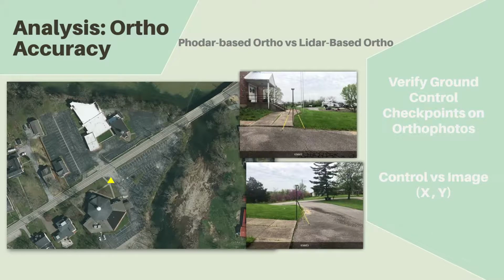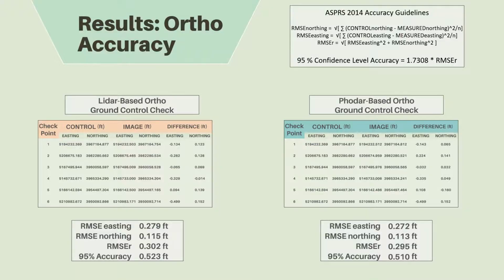The next round of testing involved creating ortho-rectified mosaic imagery so that I could verify the ortho-horizontal accuracy. Orthophotos were generated for the phodar and for the LiDAR. Known XY values were measured using ground control points overlaid on the orthoimagery, and a difference was calculated. Ground control points were measured against the phodar-based ortho and the LiDAR-based ortho, and the differences were calculated using the ASPRS guidelines for calculating the root mean square error.